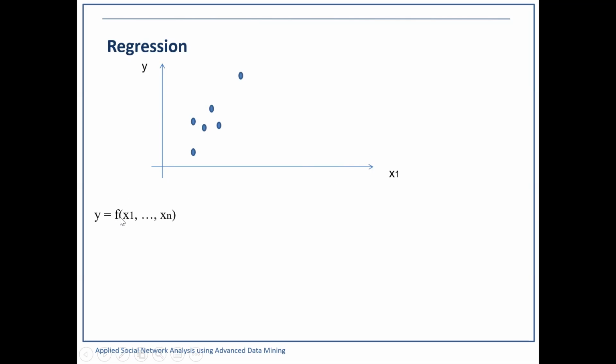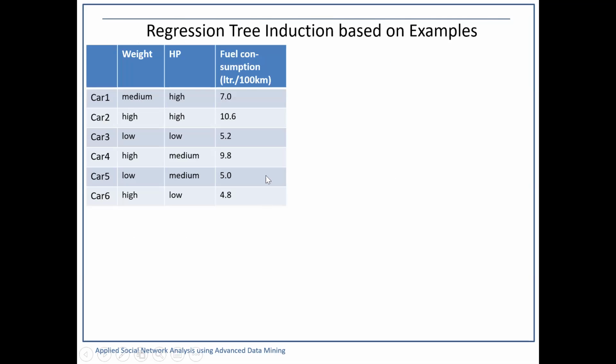So we want to come up with a function f that takes all independent variables in order to predict a dependent variable, but in regression, the dependent variable now is a numeric value, a real number. So the so-called regression tree starts with a database with the structure we have here. We have observations, same thing, 6 cars. We have independent variables, which still have to be categorical, but now the difference is my dependent variable y is numeric.